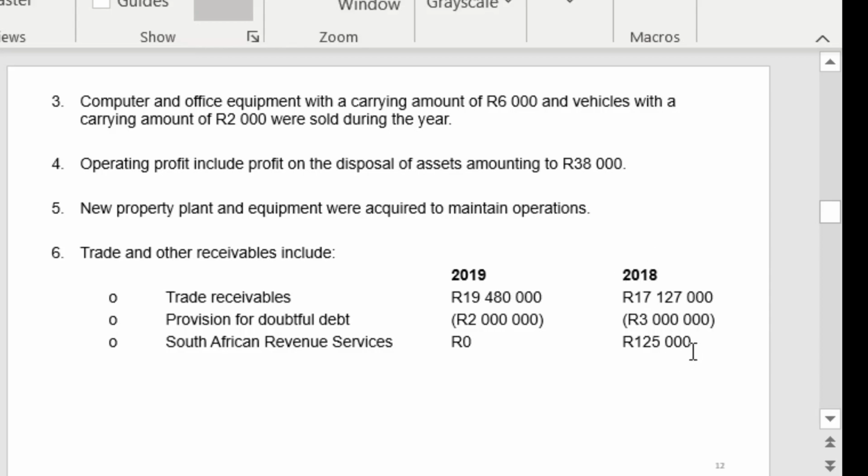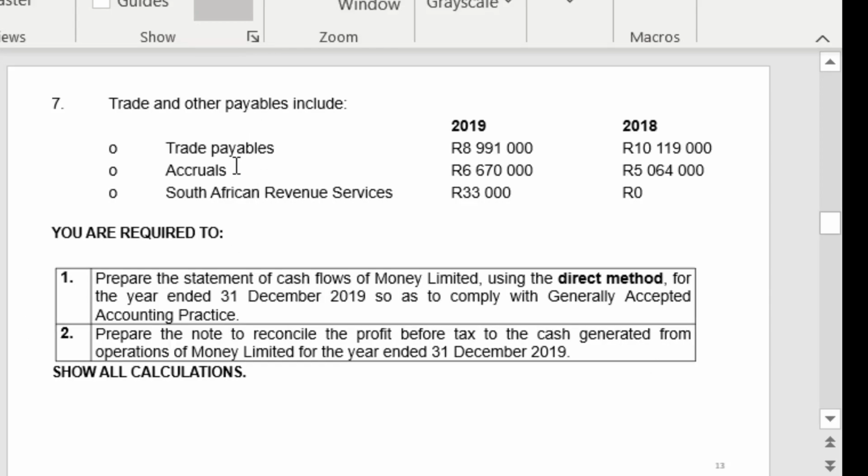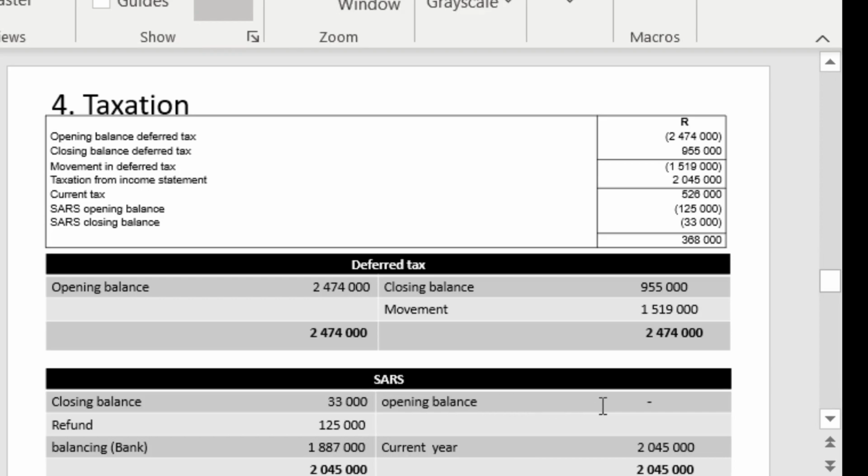So if it happens that the SARS account is receivables, it means this will be the refund to our business. If we proceed and look at additional information number 7, trade and other payables, the closing balance of the SARS account is 33,000. So for calculation purposes, if I have to explain here, opening balance, we won't have any amount because it was a refund. It will come to the debit side.